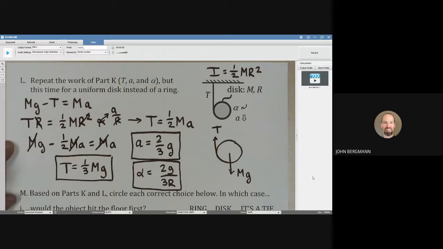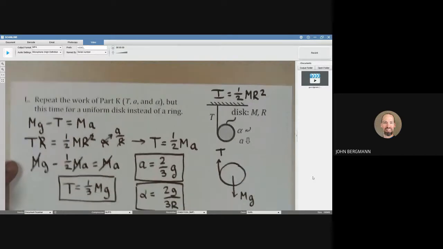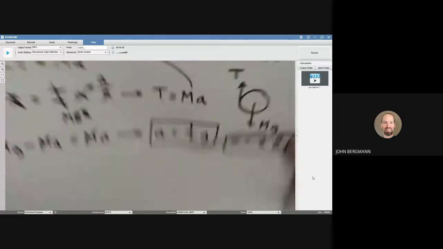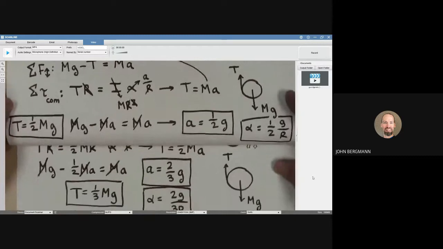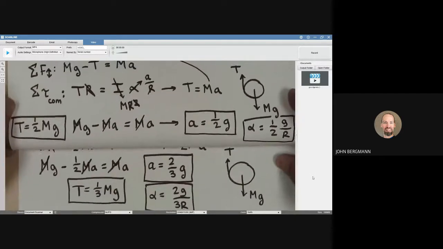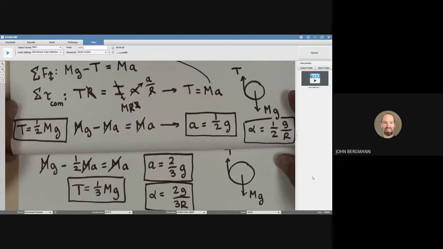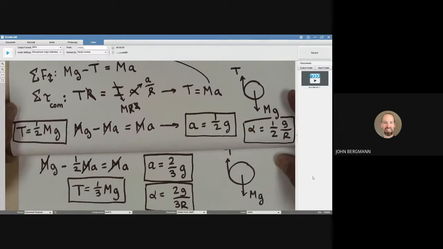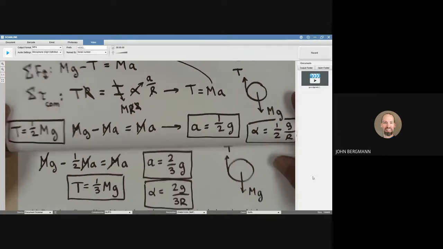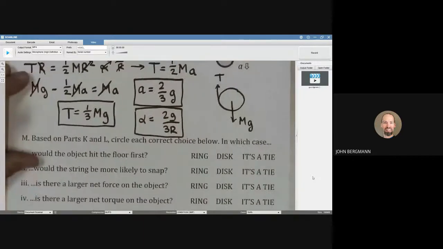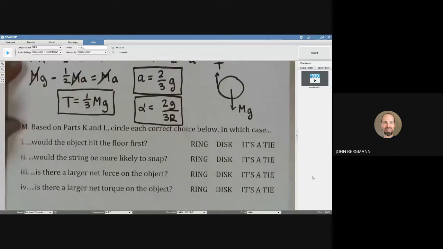So what we're finding is for the disk, and I get all of these in one go. It's not easy, but there we go. For the disc, which is the one on the bottom, the tension is less. For the ring on top, the tension is more. The acceleration is more for the disc. The acceleration is less for the ring. So let's answer these last questions by circling the right answer.